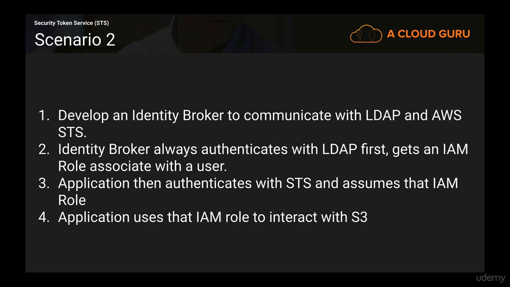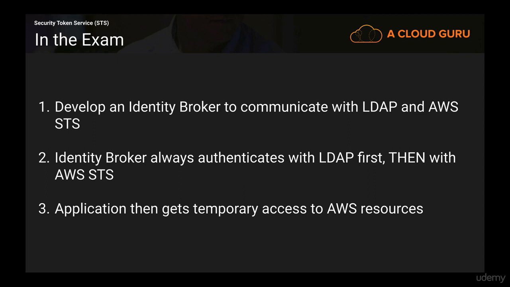Okay, so I know it can seem quite complicated. If you just remember scenario 1, so in the exam, basically you develop an identity broker. The identity broker speaks to Active Directory first, and then to Amazon STS, Simple Token Service, and then the application then gets temporary access to the AWS resources. You remember that going into the exam, you're going to fly through any exam question that talks about this in detail.